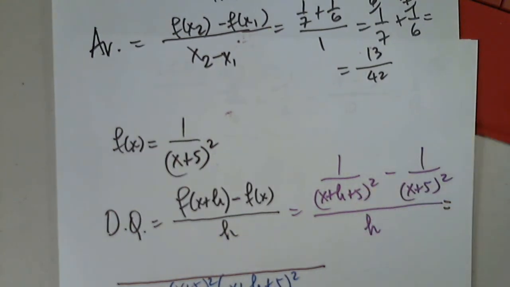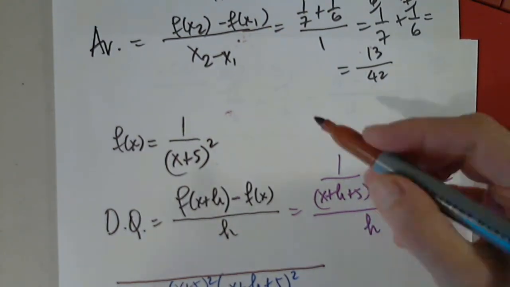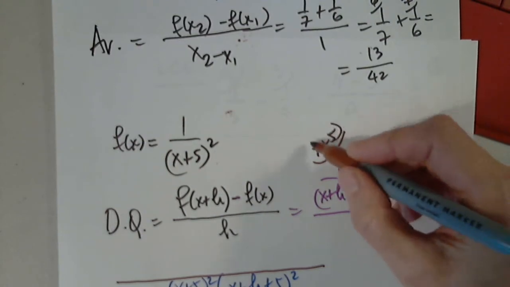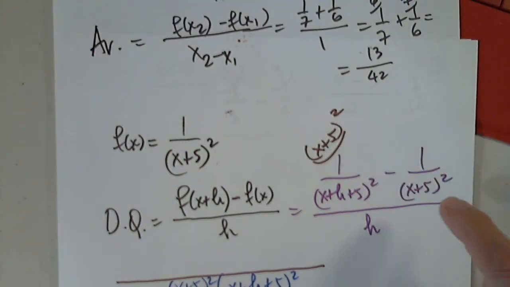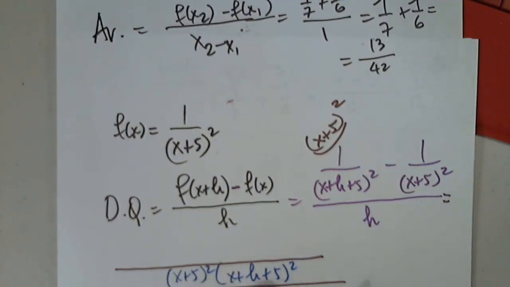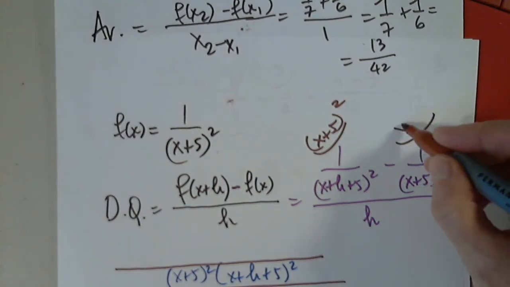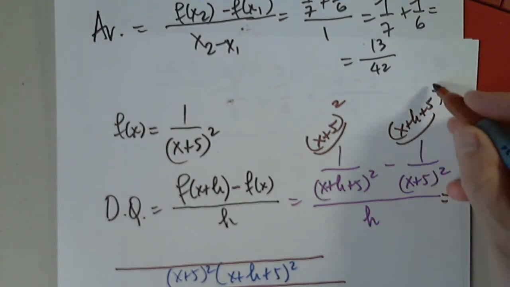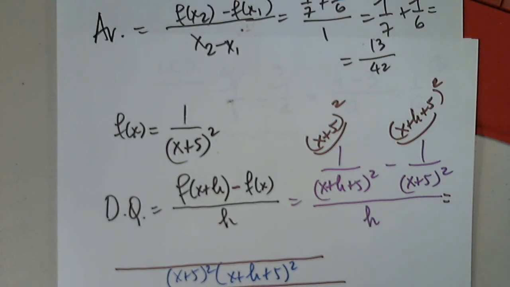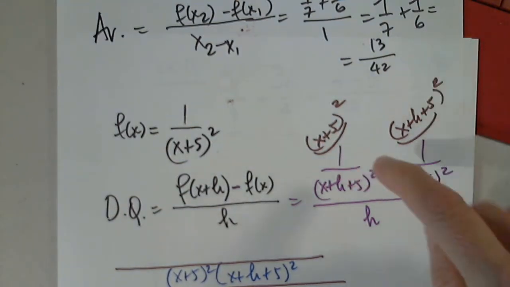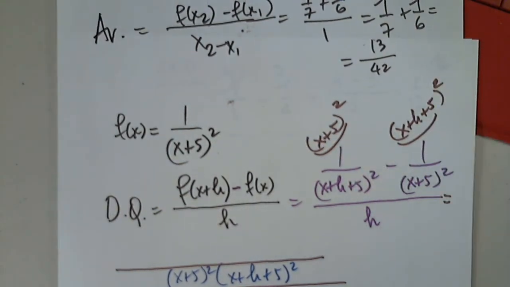This was multiplied by x plus 5 squared. So the numerator has to be multiplied by x plus 5 squared. This was multiplied by this. So the numerator has to be multiplied by x plus h plus 5 squared. This times this minus this times this.